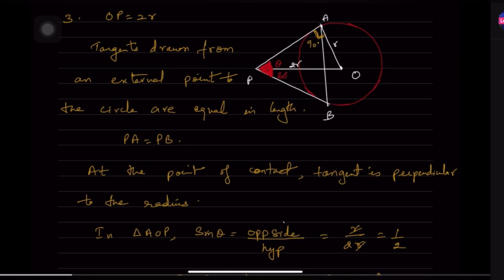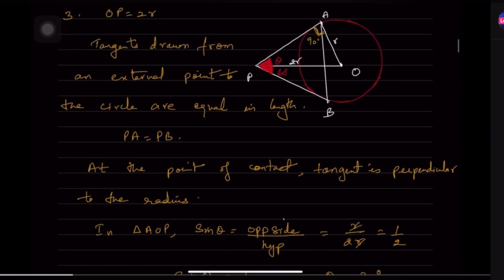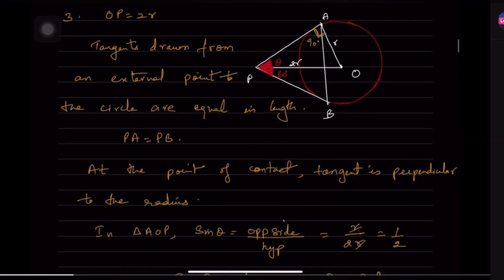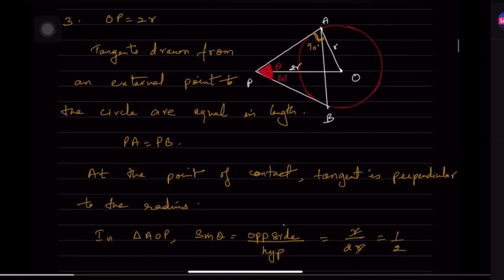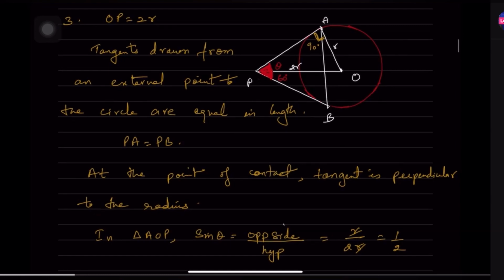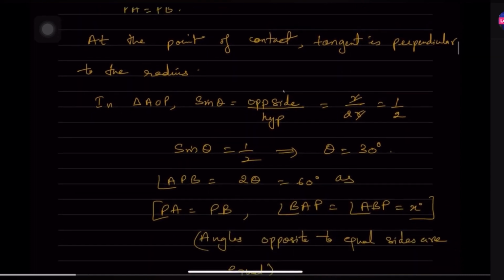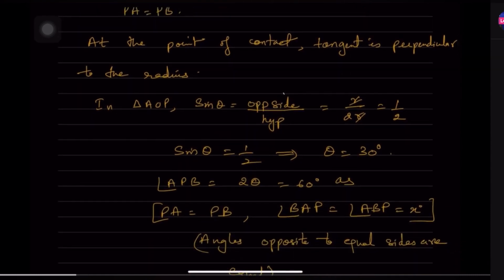So therefore in triangle AOP, sin theta is equal to opposite side by hypotenuse, that is AO by OP, because angle PAO is 90 degrees. We know that at the point of contact, tangent is perpendicular to the radius. So opposite side by hypotenuse is R by 2R, which is equal to half. Therefore sin theta is equal to half, which implies theta is equal to 30 degrees.